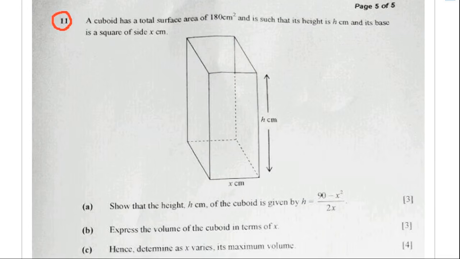Now, what we're going to do is go through this question. The question says that a cuboid has a total surface area of 180 square centimeters and is such that its height is 8 centimeters and its base is a square of side x centimeters. So that is the diagram that we have, according to the statement there.